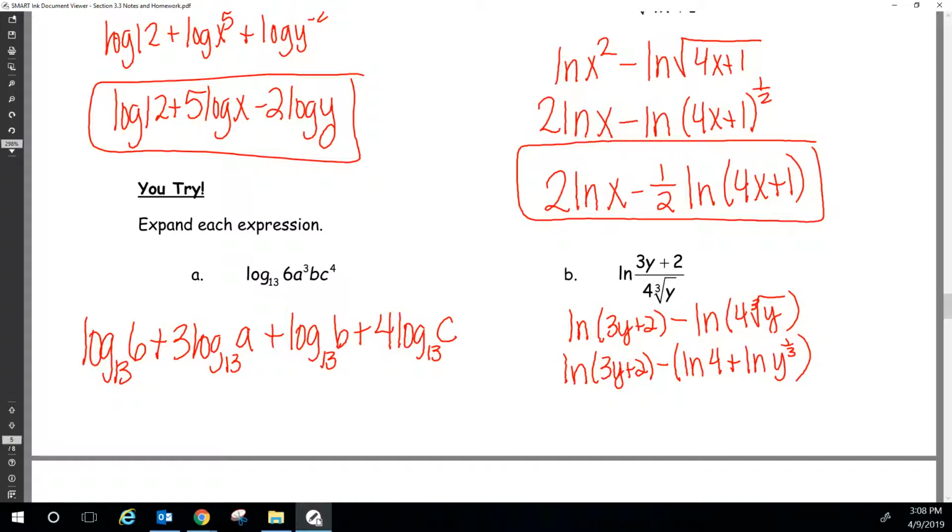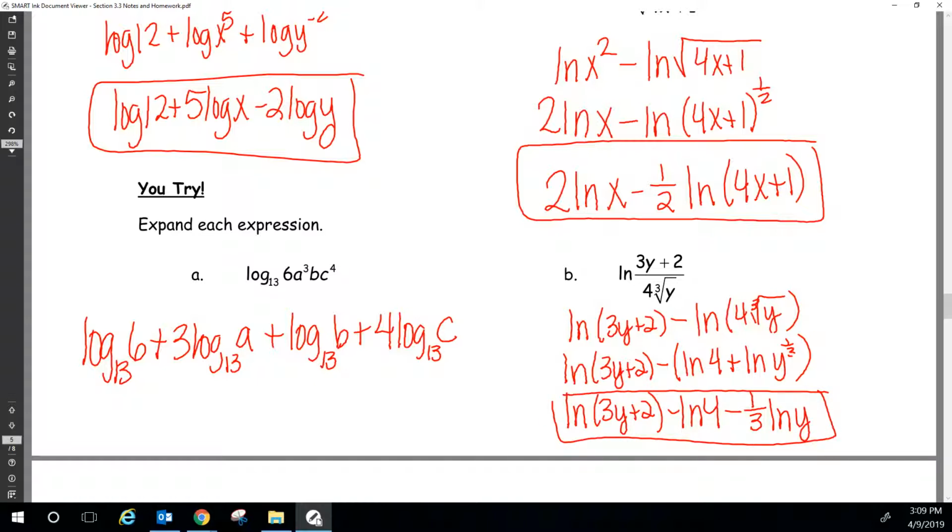So, right, the cube root only belongs to the y, so the 1/3 only goes with the y, not with the 4, because it was out front. But these guys are multiplied together, so I'm going to add them when I separate them. But don't forget, you've got that negative sign that's going to be distributed to both of those terms. So this is natural log 3y plus 2, minus natural log 4, minus bringing down the 1/3, 1/3 natural log y.